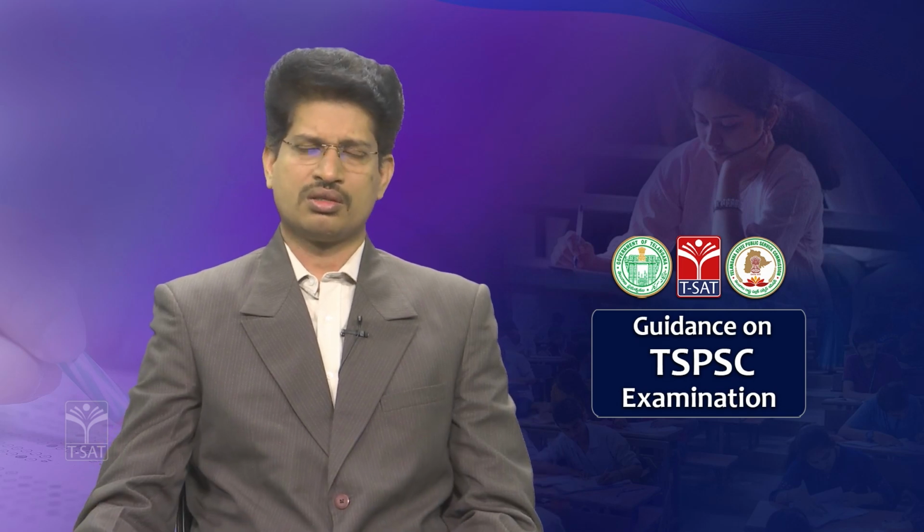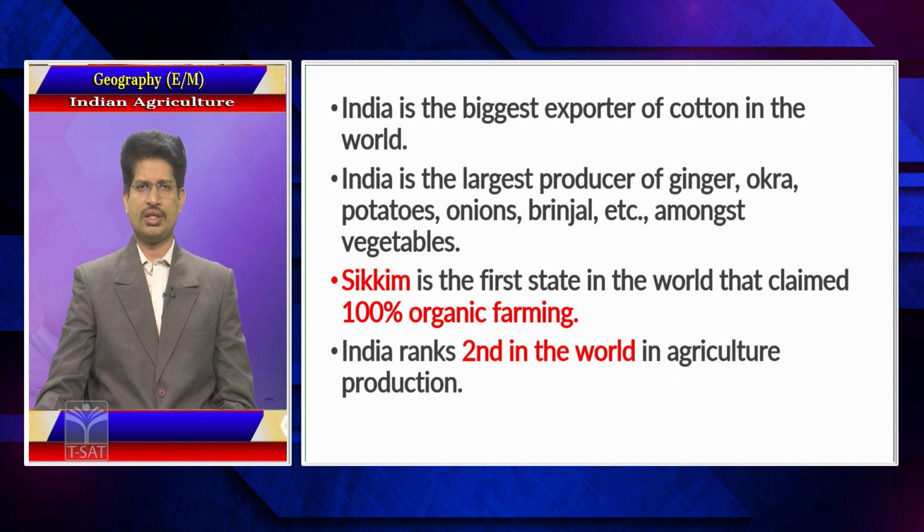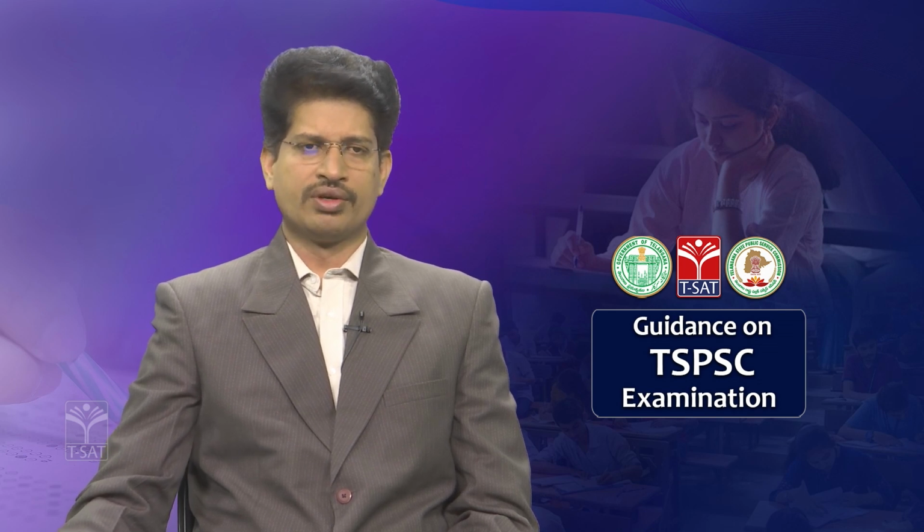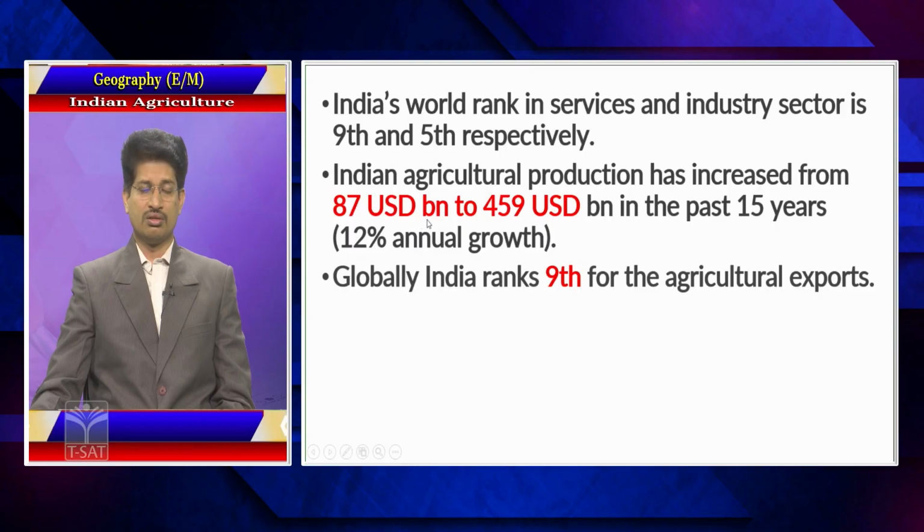In overall agricultural production, considering all products, food grains, vegetables, fruits, horticulture, cash crops, everything in total considered, Indian agricultural production has increased from $87 billion to $459 billion in the last 15 years. There is an annual increase of 12% in agricultural production. This might be a question. Anything can be converted into an amount in billions of US dollars, and the percentage growth rate of agricultural production can be an objective bit. So it is a 12% annual growth rate.